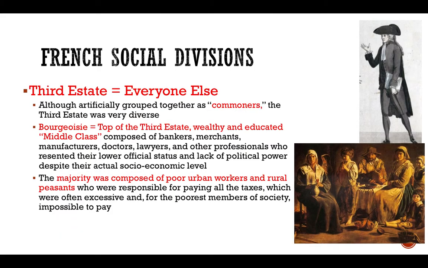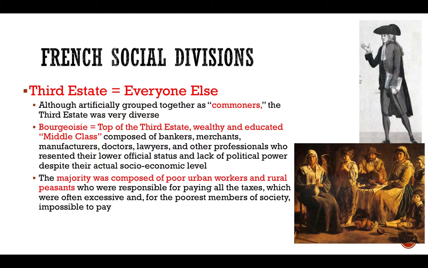The Third Estate. The Third Estate is everyone else. Although artificially grouped together as commoners, the Third Estate was actually very diverse. The bourgeoisie is the top of the Third Estate. They're the wealthy and educated middle class. So the bourgeoisie is the middle class, wealthy and educated.